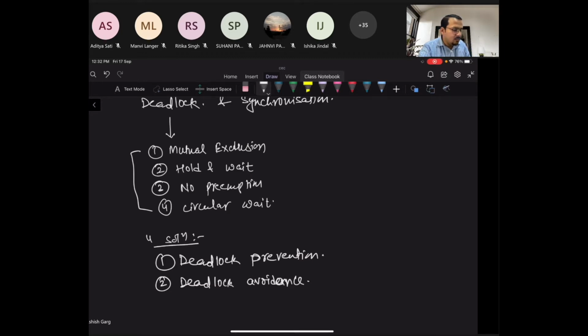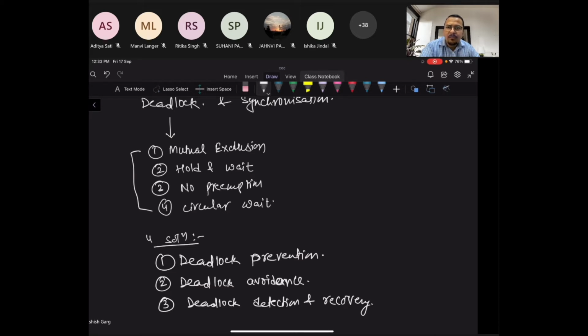The third one was deadlock detection and recovery. In deadlock detection, we try to run the safety algorithm on current needs, not on maximum needs. And if the deadlock is not occurring right now, then we allow it. If it is occurring, then we have detected the deadlock.